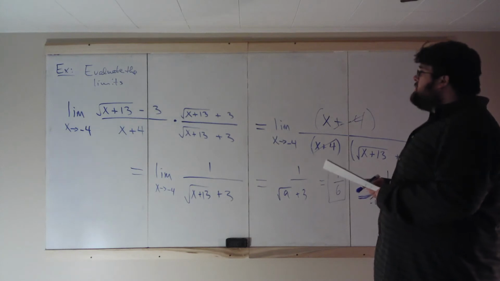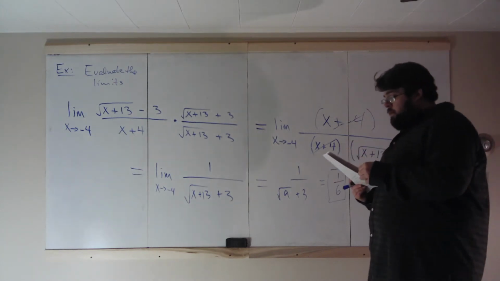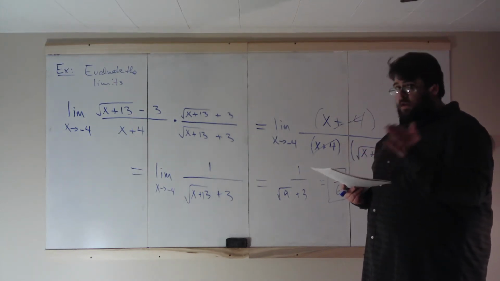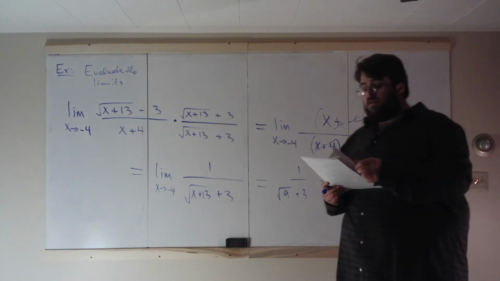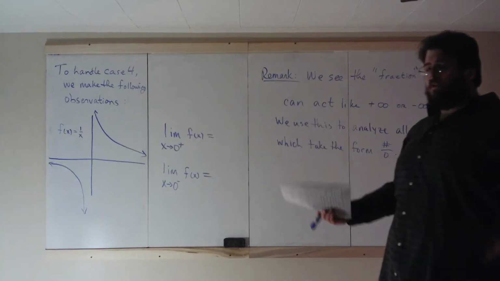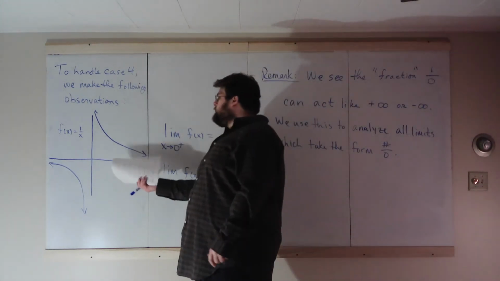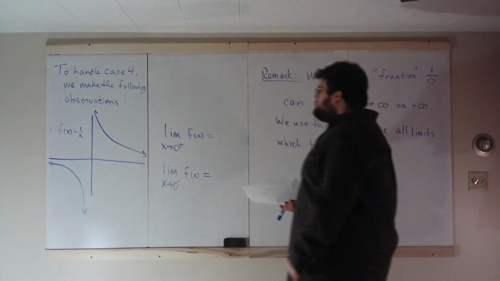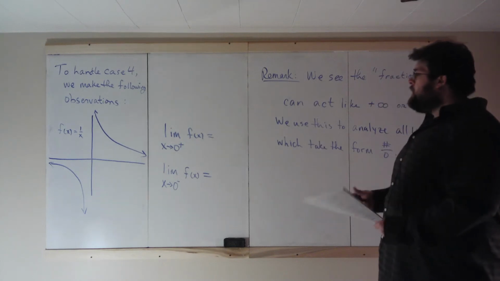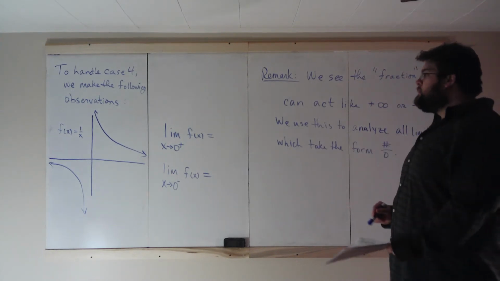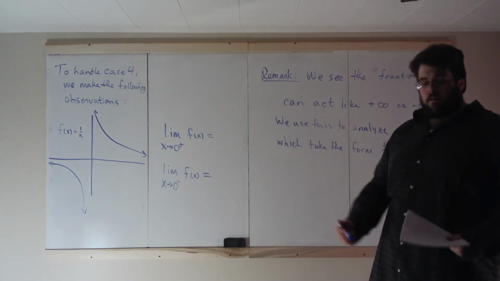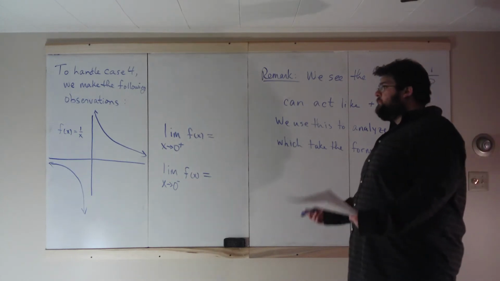Now, we've handled cases 1, 2, and 3. Before doing an example in case 4, let's make an observation. So first, we're going to look at the graph of f of x equals 1 over x, one of our basic functions. We're going to make these observations. We're actually going to use this to begin our interpretation of what infinity means.